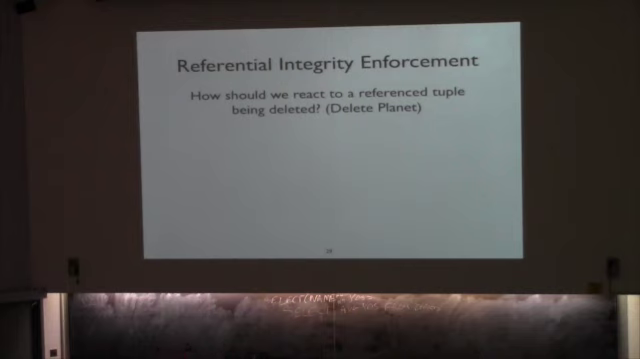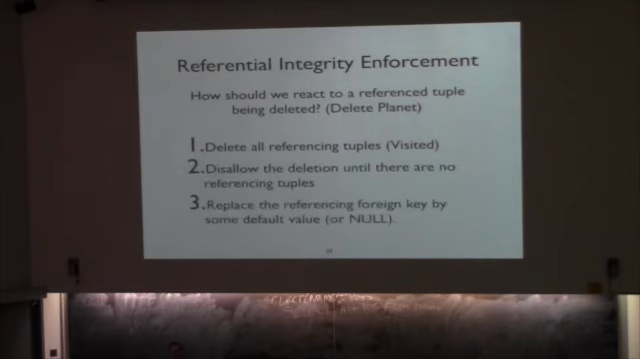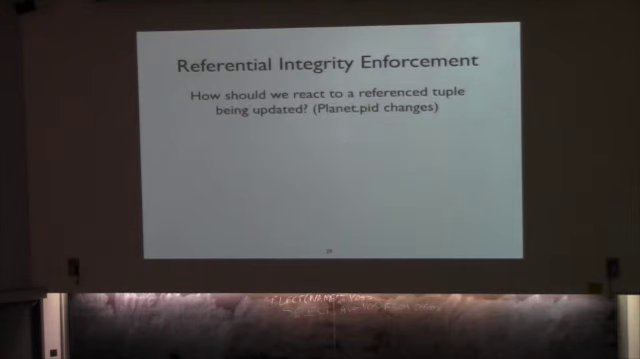Okay, so that's one. We have one strategy. Can we do more? Yes. Okay, so two more strategies. We can delete the tuples that are pointing to that particular value, or we can replace those pointers with null pointers. Great. So, delete all referencing tuples, or we can disallow the deletion. What about if we change the value that we're referencing? Yes.